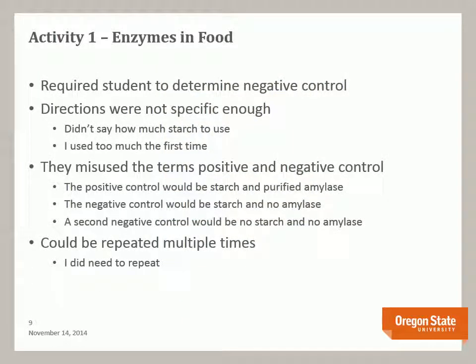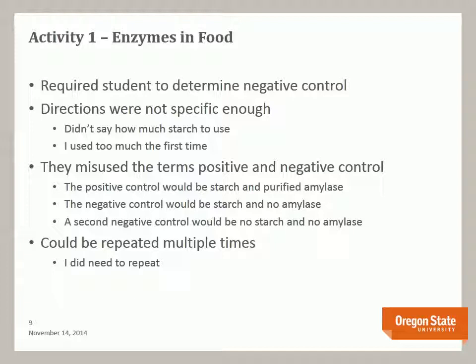Some good things about this activity: the directions actually ask the student to determine what the negative control would be. Again, remember, this is the paper towel with the potassium iodine directly on it without any starch added. The directions were not specific enough, however, because I had the problem of originally applying too much starch to the paper towels.